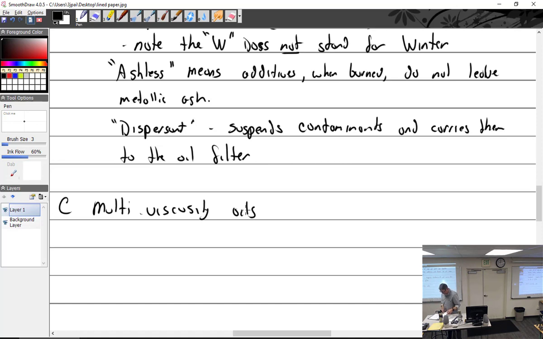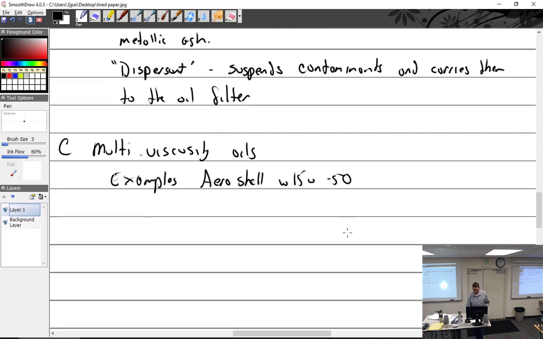Yeah, because that page didn't make any sense. If I switch to that one, this one makes more sense. Examples. We got Aeroshell W15W50, and that is semi-synthetic.